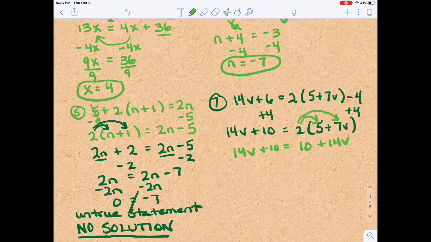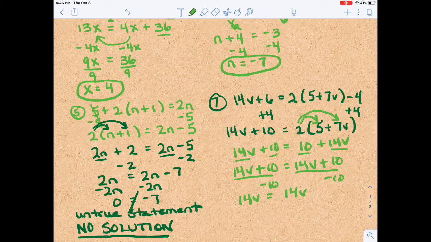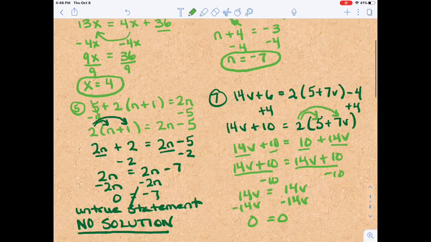See anything familiar? Look, 14v and 10. It's just written backwards. In fact, I could say 14v plus 10 equals 14v plus 10. Well, it's the same on both sides, completely. Look at that. So let's say I don't see it, and I keep going. Let's subtract 10. I get 14v equals 14v. Interesting. Maybe I even want to subtract 14v. Seriously, I'm being a little foolish. 0 equals 0. Well, yes, 0 actually does equal 0.